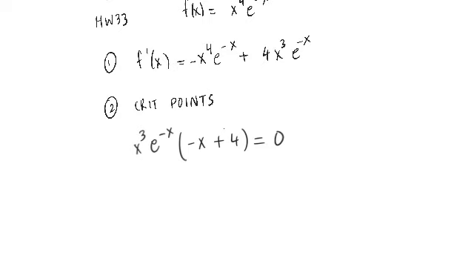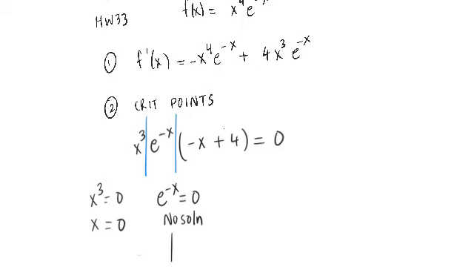We have now 3 factors, right? We have x cubed, we have e to the negative x, and we have negative x plus 4. So we set each factor equal to 0 and think about if that has a solution. x cubed equals 0 means x equals 0. e to the negative x equals 0 has no solution because, as we discussed in class, e to the negative x looks something like that, right? It never hits 0. And the last one, negative x plus 4 equals 0, negative x equals negative 4, x equals 4. So I have these 2 critical points at 0 and 4.